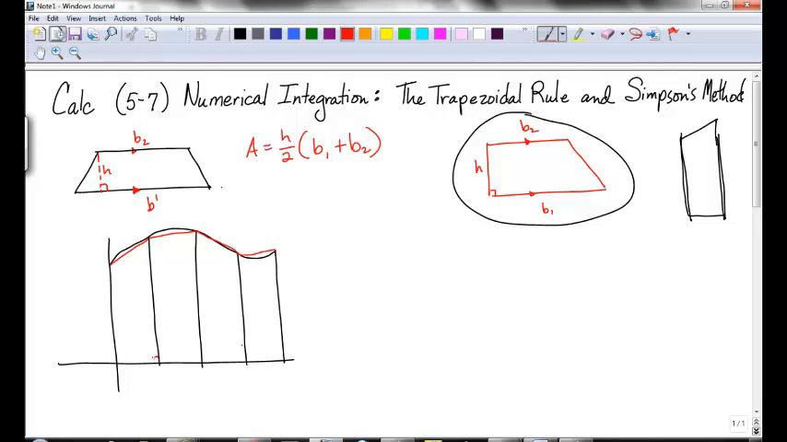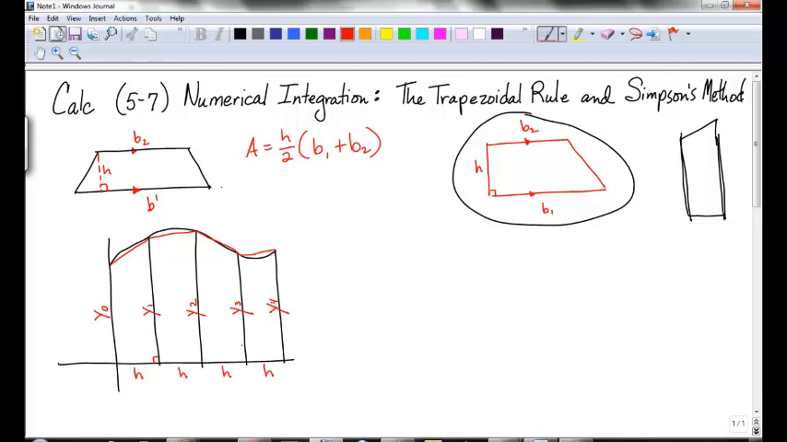The perpendiculars now would be down here, and each one of these would represent the height. So now the bases are actually on the side. This would be my y sub 0. This distance here would be my y sub 1, y sub 2, y sub 3, and y sub 4.